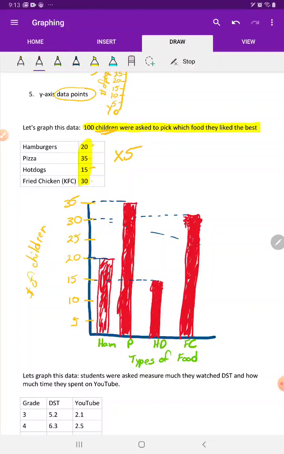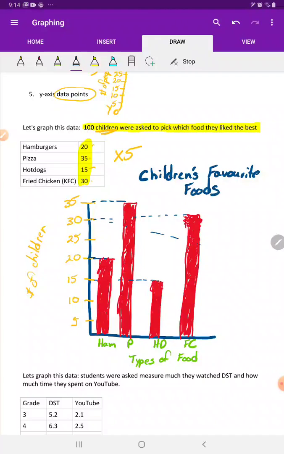Now, there's something missing. I have not written a title on this. So the question is, what kind of nice descriptive title can I make this about? Well, it's about children, we know that, and it's about favorite foods. So maybe a good title is Children's Favorite Foods.